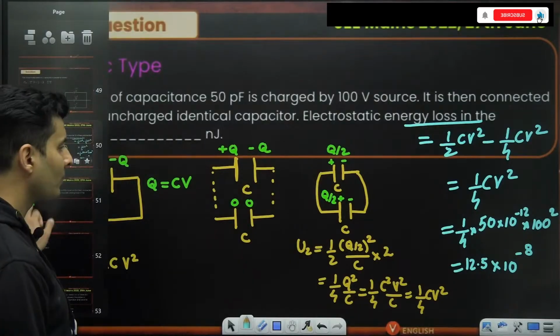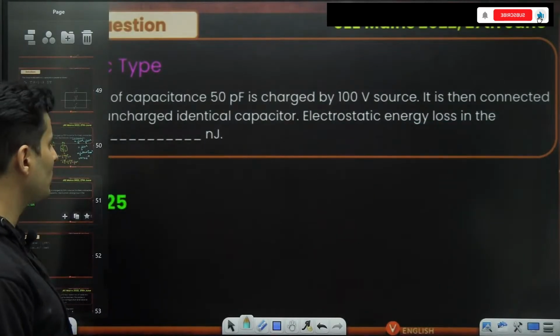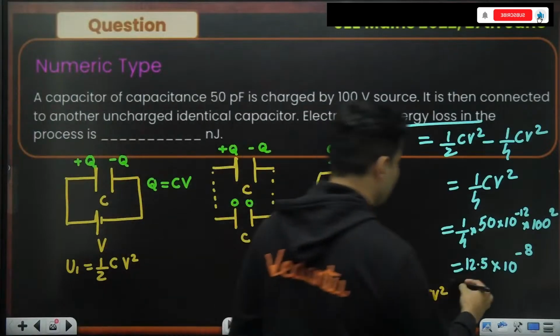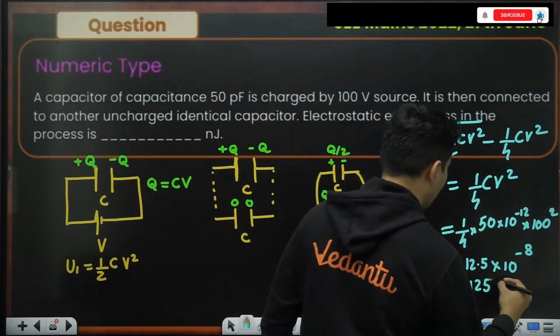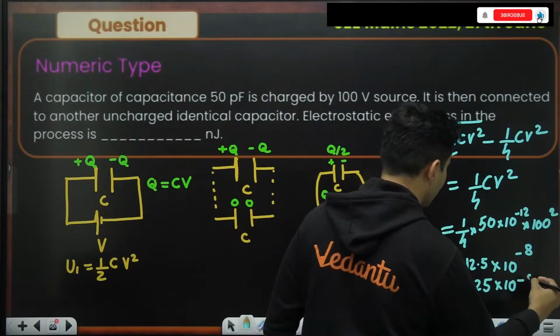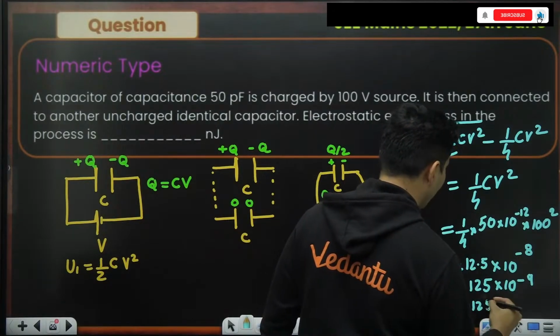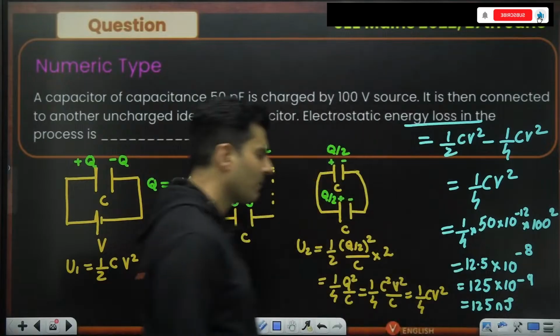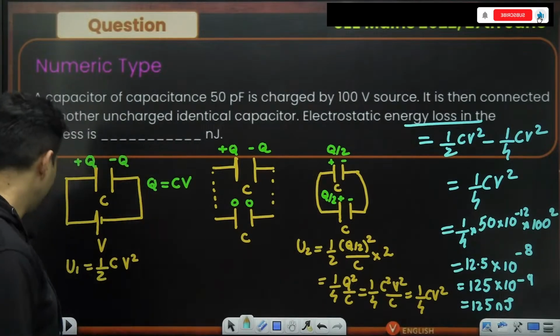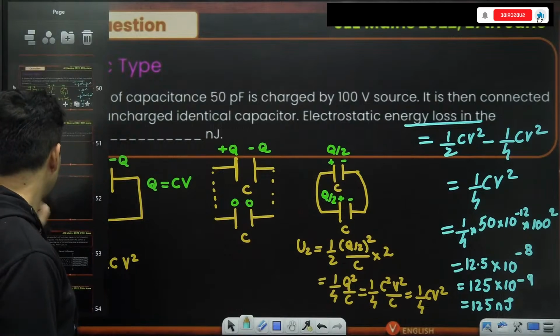That is the answer. I think they have asked in nanojoules over here, so they have put it as 125, but it is the same thing. You can see this is 12.5 into 10 to the power minus 8, which is 125 into 10 to the power minus 9, which is 125 nanojoules. It is the same thing. So we got the answer. Amazing question, isn't it, everyone?